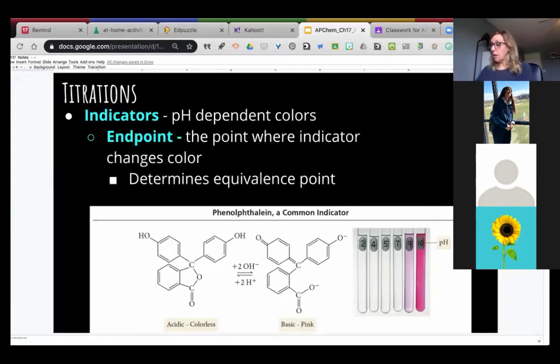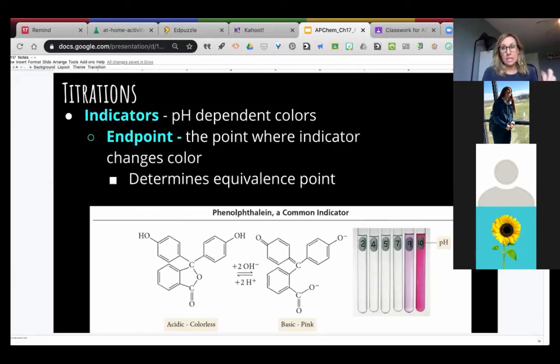Last couple things to talk about today are indicators. So the indicators are pH dependent colors. The endpoint is where the indicator changes color. Different indicators have different endpoints, and that tells you when you've hit the equivalence point.